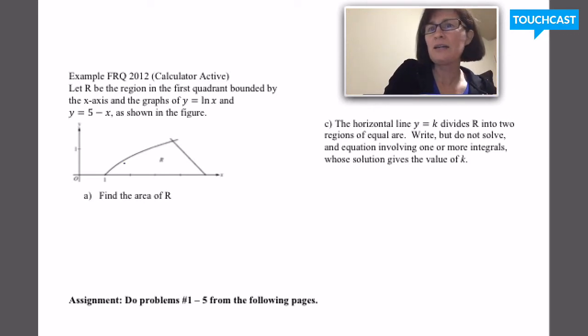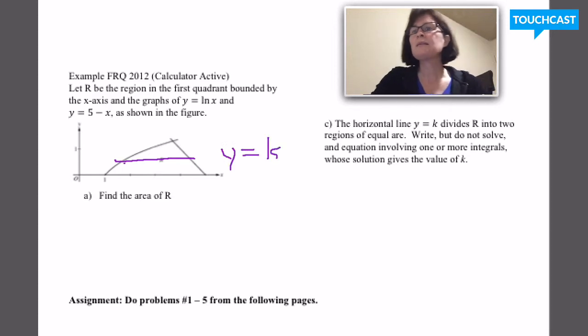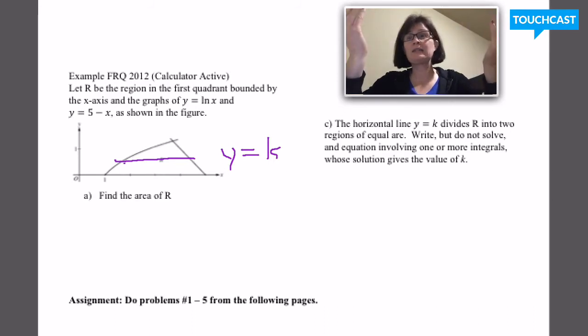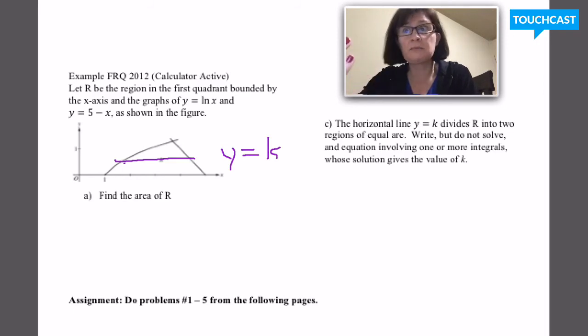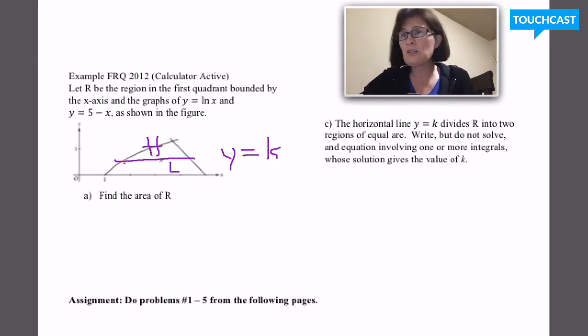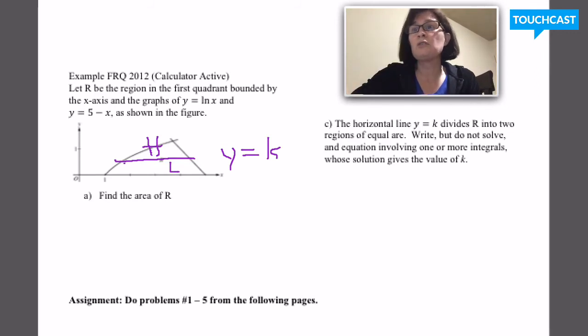So I'm going to sketch in this line. I'm going to say that's the line y equals k. Now, k has divided R into two regions of equal area if the region above the line has an area that's equal to the region below the line. So just for discussion, I'm going to call this area H for high and this area L for low. If I can write an equation that just states that those two areas are equal to each other and it involves the letter k at all, I'll be finished with this problem. So that's exactly what I'm going to do.